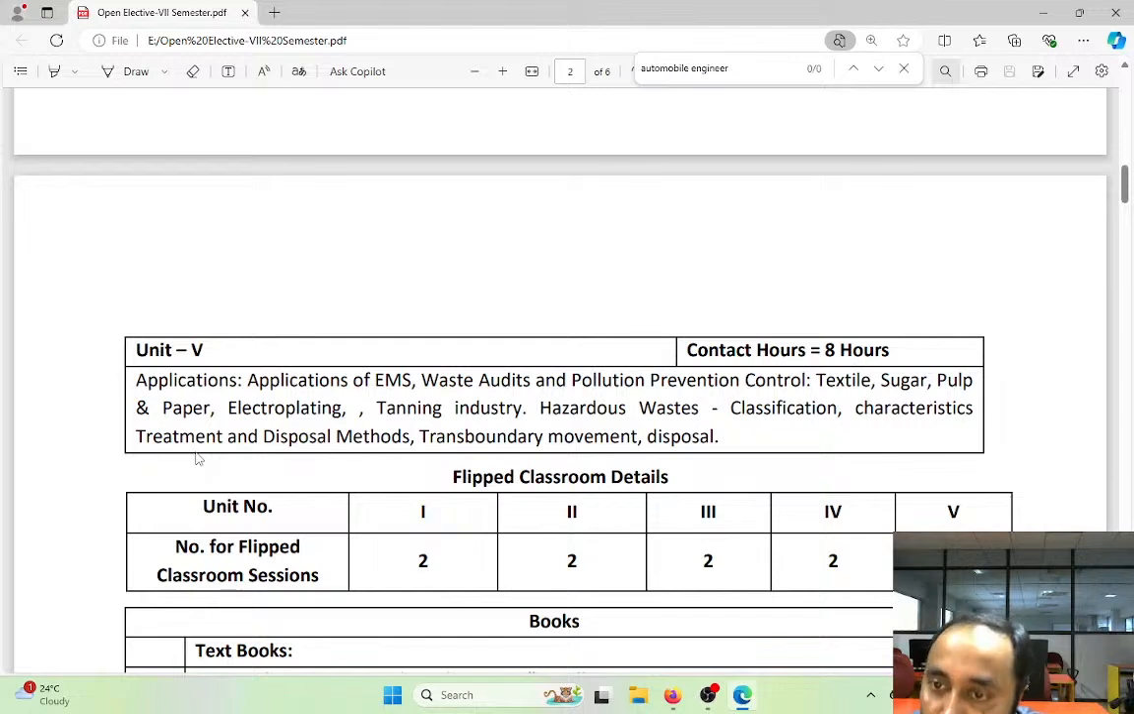And the new thing that has been incorporated here is regarding solid waste. There is hazardous waste. We are going to talk about this hazardous waste with its classification, treatment and disposal, which comes as a part of EMS law that has been taken into consideration.